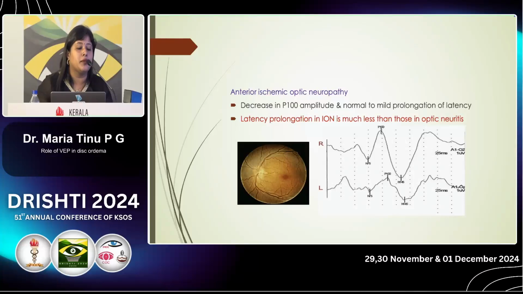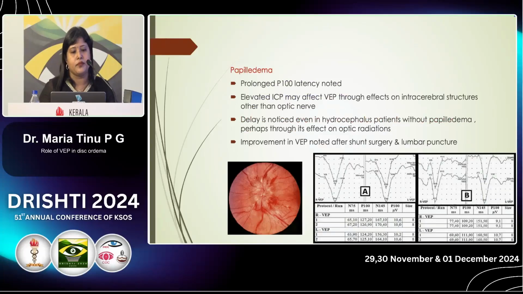Coming to anterior ischemic optic neuropathy, the definite change is a decrease in P100 amplitude. But a normal to mild prolongation of the latency can also occur. The latency prolongation in anterior ischemic optic neuropathy is much less than in optic neuritis. So in the first picture, we can see there is a definite decrease in the amplitude and only a slight prolongation of latency in the left eye.